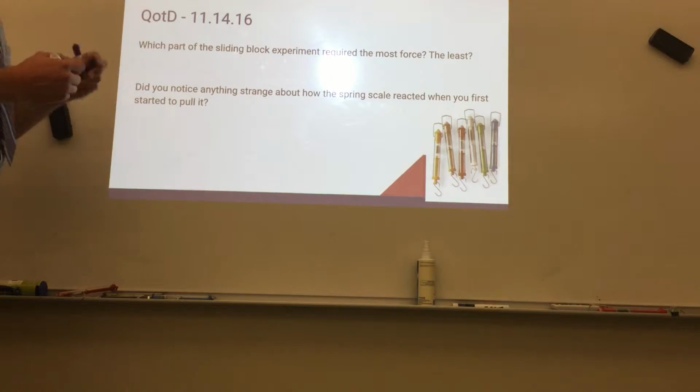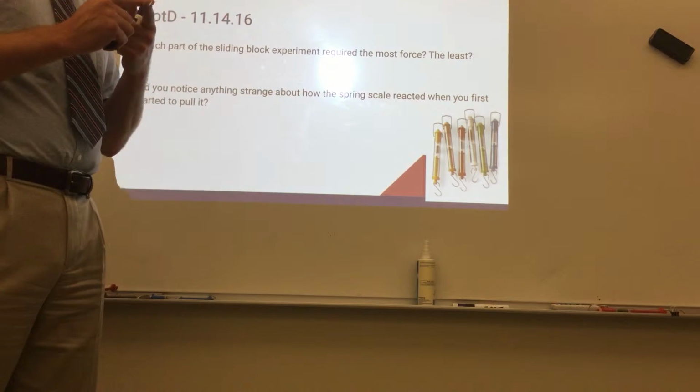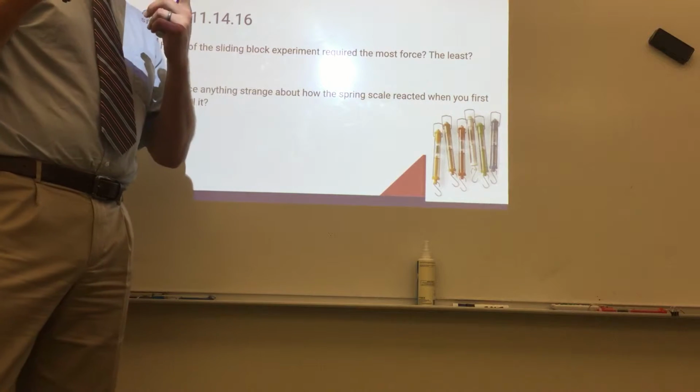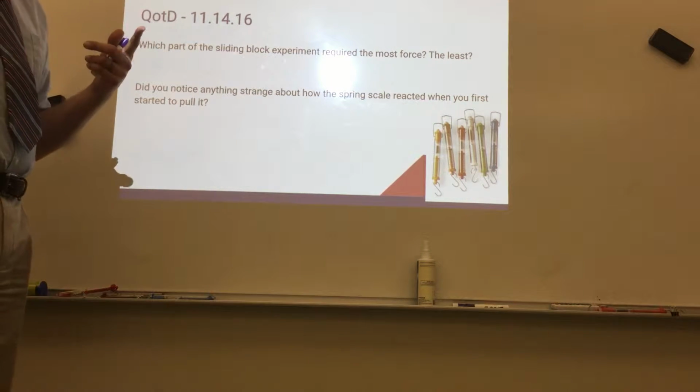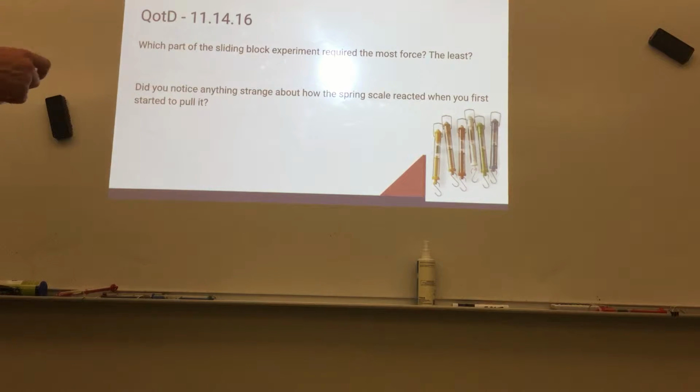First part was which part of the sliding block experiment required the most force and the least force. Most force was the carpet sandpaper combo. Least force was either the table and the smooth side of the block or the floor and the smooth side of the block, depending on your group.